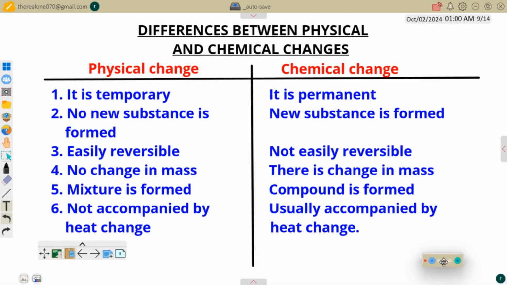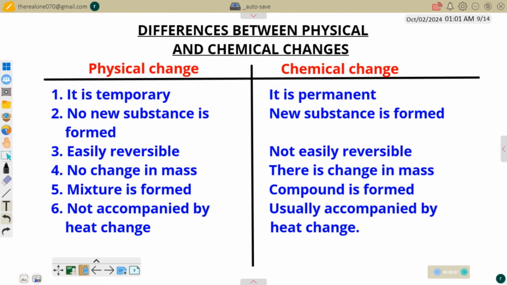Alright, let us consider the difference between physical change and chemical change. Now, we are given the difference in tabular form. At least we have 6 important differences between physical and chemical change. So the first one here is that physical change is temporary while chemical change is permanent. Of course, physical change is temporary.